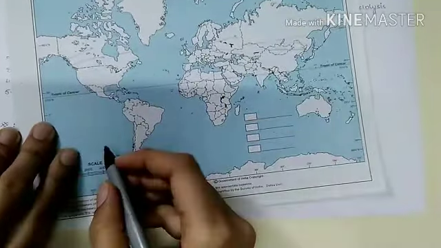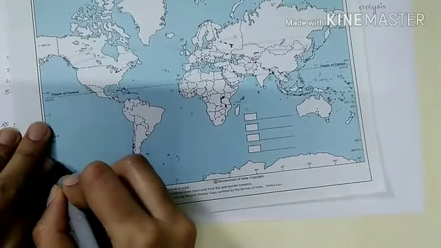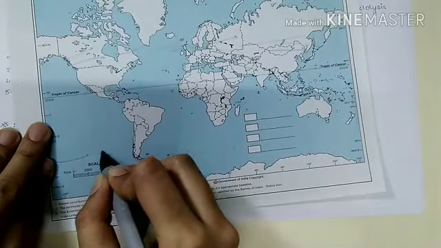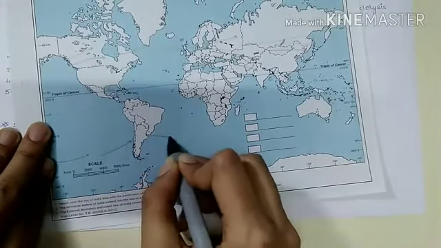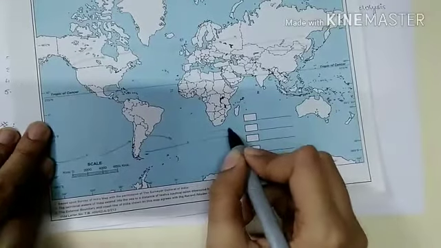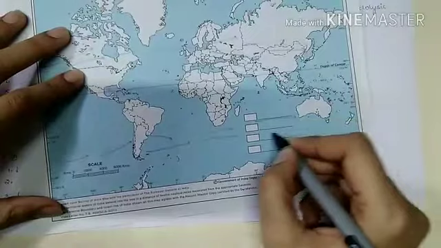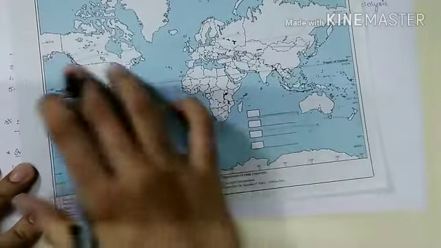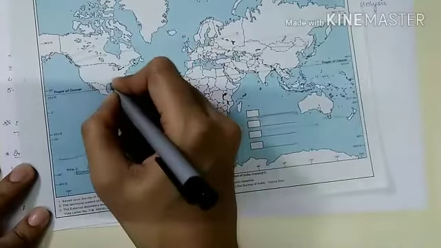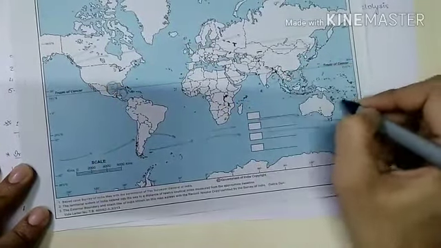And here they will be found in the southern hemisphere. So these are the areas of temperate cyclones, while these are the areas of tropical cyclones.